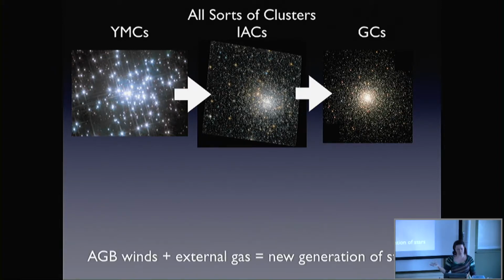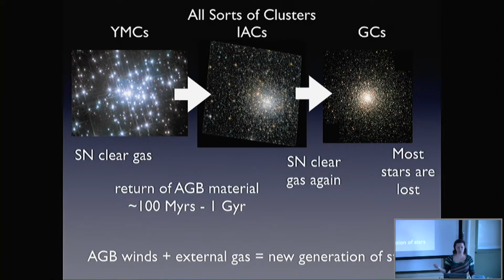The previous speaker went over this one. Basically you have something like AGB winds plus external gas, and those things are retained in the cluster, and that forms a second generation of stars. The basic timeline is you have some clearing by something like supernovae, maybe. Then you have the return of material over a few hundred megayears to a gigayear. Then another process clears the gas, and most of the first population of stars are lost, so you have these equal ratios between the weird anomaly stars and the first generation.